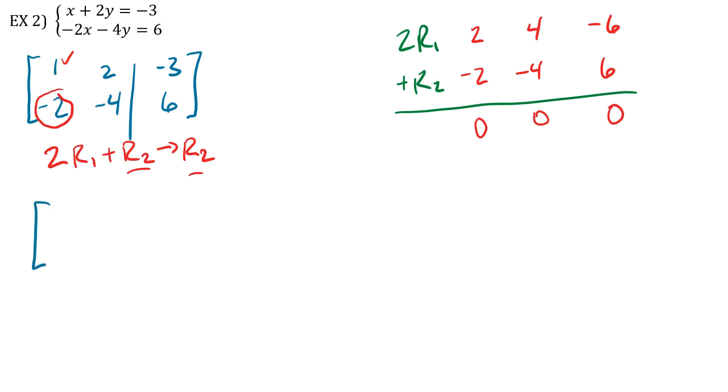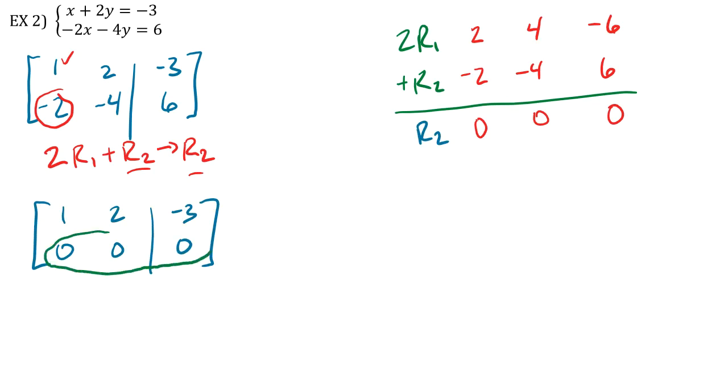All right, so let's plug that in, because remember that is our new row 2. So we got 1, 2, -3, 0, 0, 0. Now, anytime you have all zeros in a row, then that is essentially saying 0 equals 0, which is true. So this one's going to be infinitely many solutions.